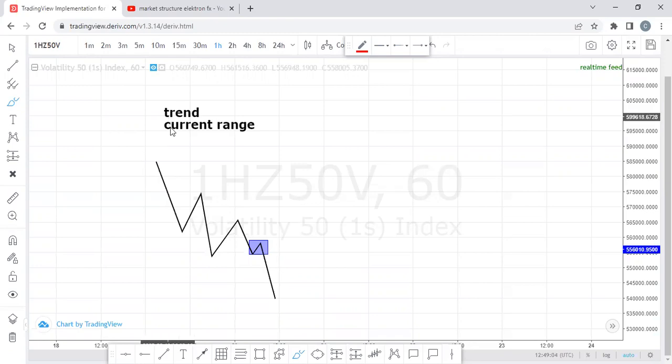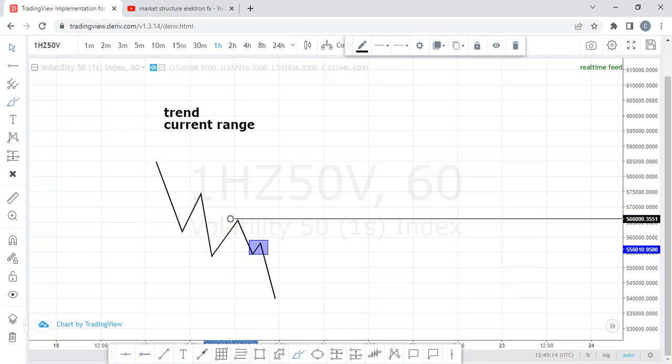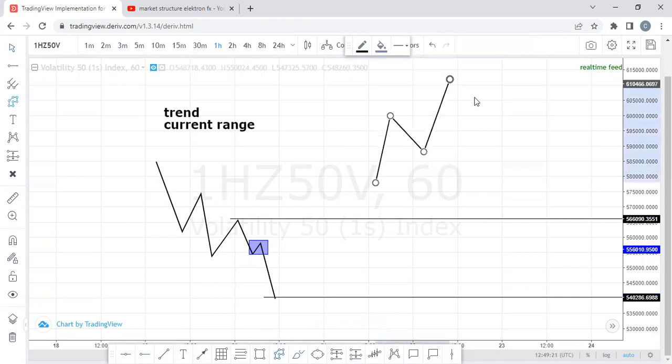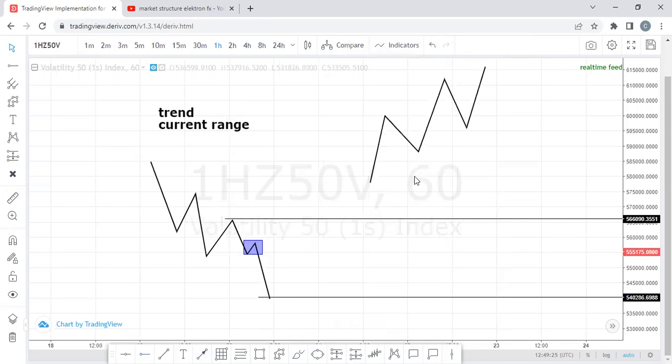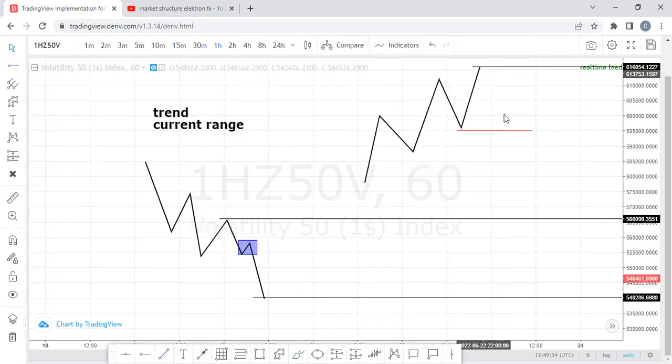Next thing you do, you look for the current range. Current range simply means the last lower high and the last lower low. So you mark your last lower high, and then you also mark your last lower low, right? That's your trading range. For a buy market, I'll just show you the reverse. If you're having a higher high and higher low, your trading range for a buy market is simply the last higher low and the last higher high. So from here to here is the trading range for a bullish market. All right, let's remove that.